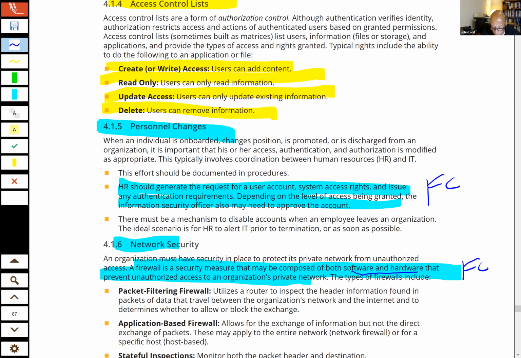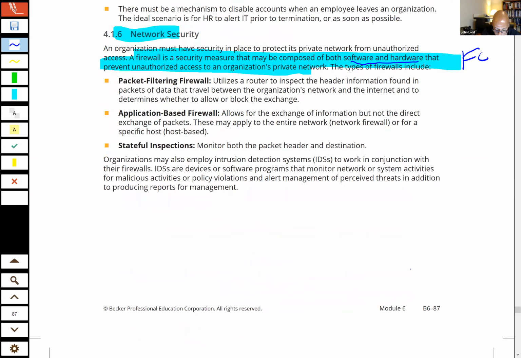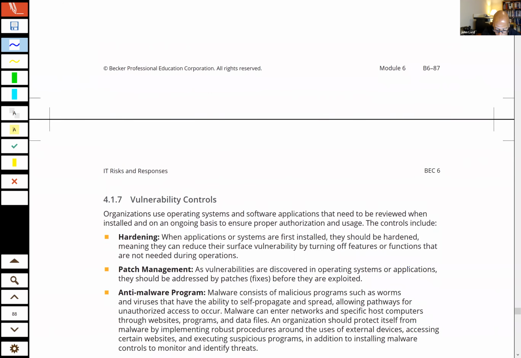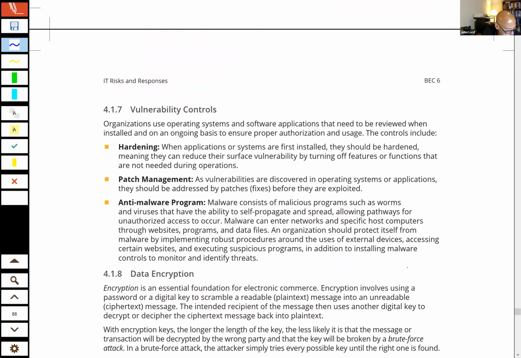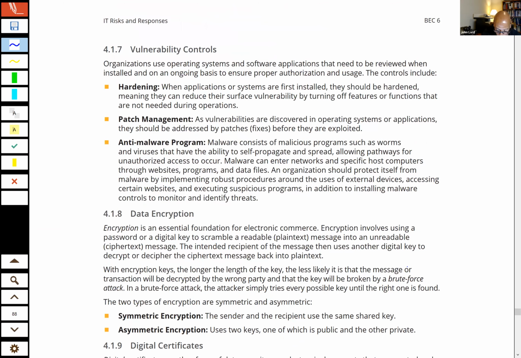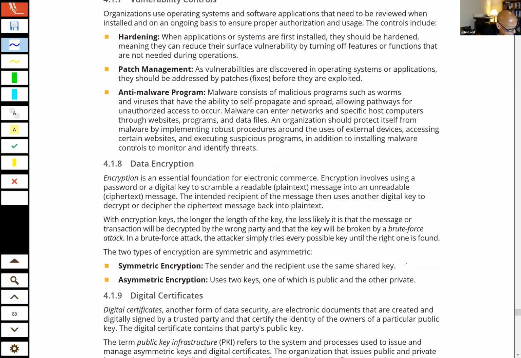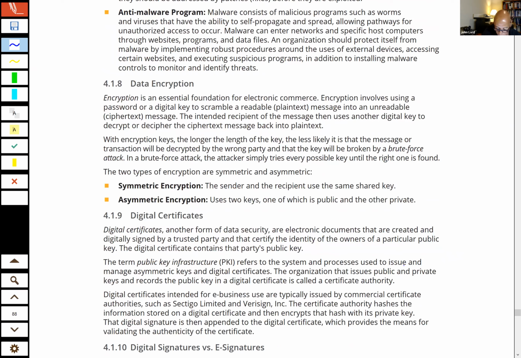Okay. All right, good. So you get some repetition of what we talked about, hardening and whatnot, encryption, these sort of things.